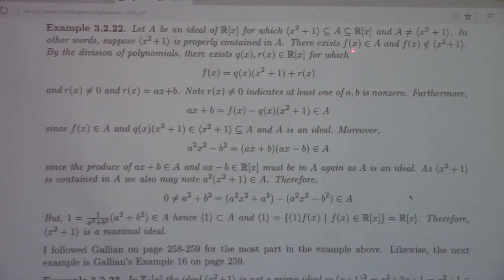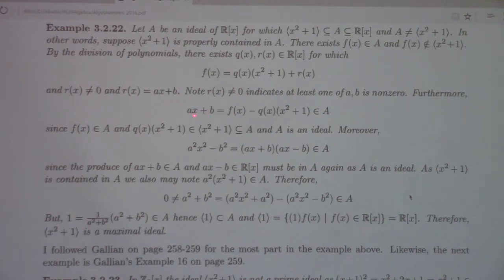So you pick f of x in A, which is not in the ideal generated by x squared plus 1. What does that mean? That means that if you run the division algorithm on f of x, you get a remainder which is not zero. The remainder has to be non-zero because if r of x were zero, that would say that f of x is in the ideal generated by x squared plus 1, which we're saying it's not in. So the remainder must be non-zero, and it has the form ax plus b.